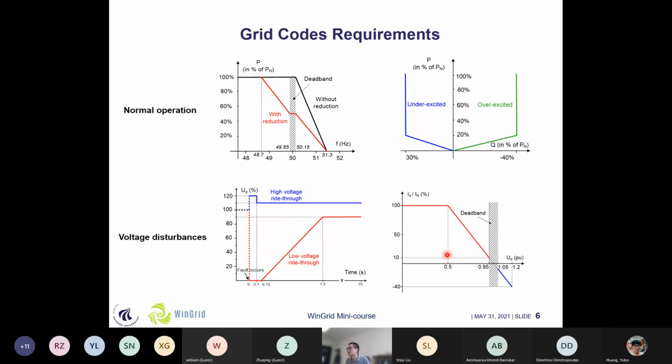If the dip level is higher than 0.5, then up to 1 pu rated current needs to be injected into the power system. Similarly, in case of high voltage, the wind turbine needs to absorb some reactive power. Here we can also see the relationship between the different grid voltages and the underexcited reactive power that is needed from the wind turbine system.